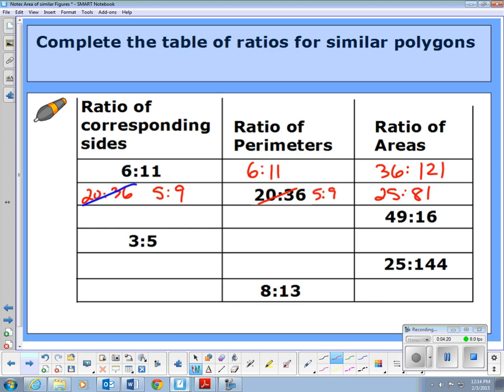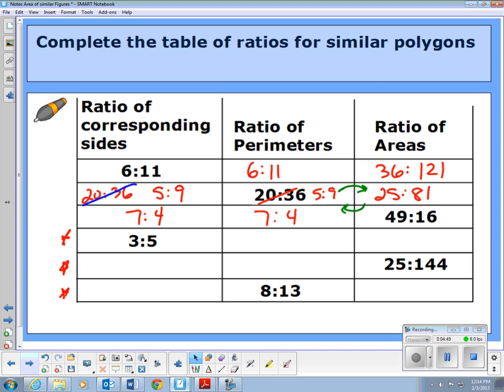Now for this one, we have the ratio for the area, and I want the ratio for the perimeter and the sides. If I square to go from this ratio to that ratio, then to undo it, I reverse that process. So if that's 49 to 16, it would be 7 to 4, and this one would be 7 to 4, because those two ratios are the same. For your notes, I want you to do these last three and fill those in.